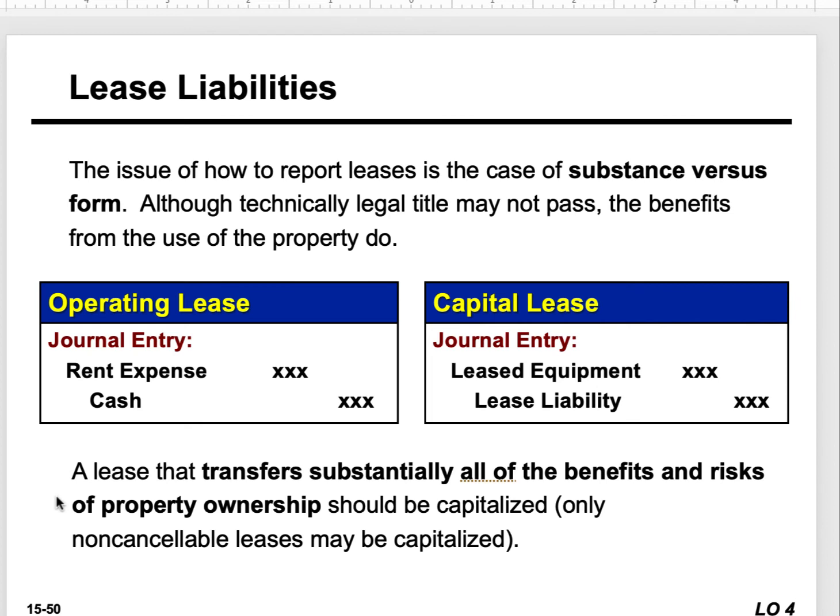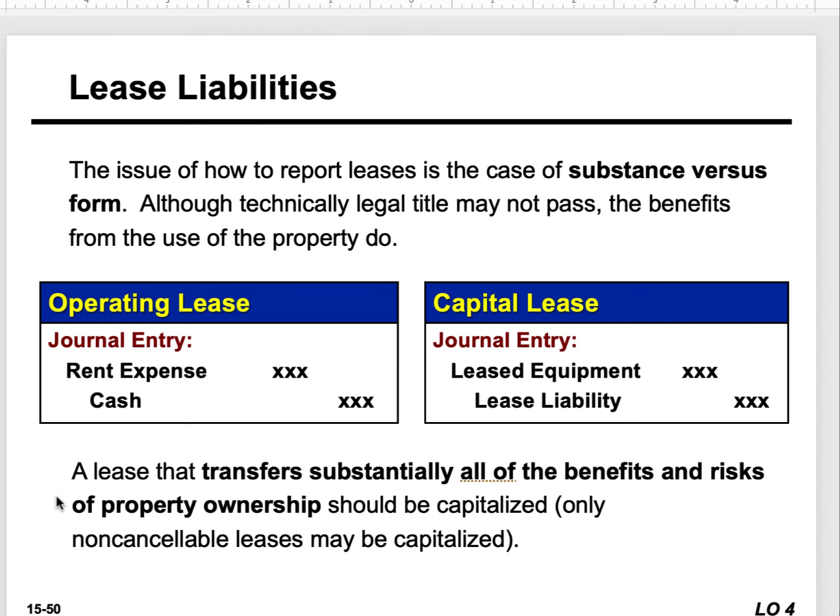I'd also know the journal entries, okay? If we have an operating lease, all we do is record a rent expense. That's it. We debit rent expense, credit cash. If we have a capital lease, we have a leased equipment account on our books, and we also have a lease liability on our books. When we initiate the capital lease, we're going to debit leased equipment, credit lease liability.